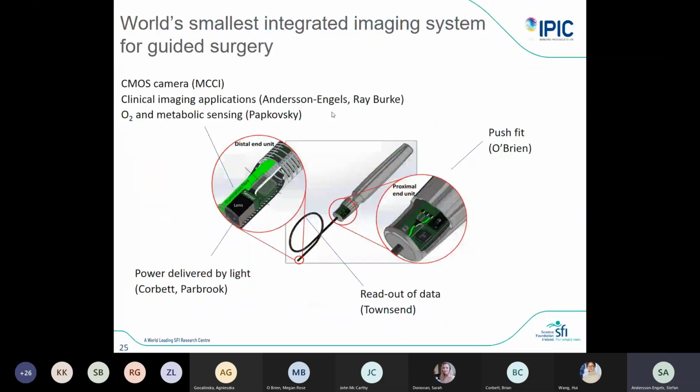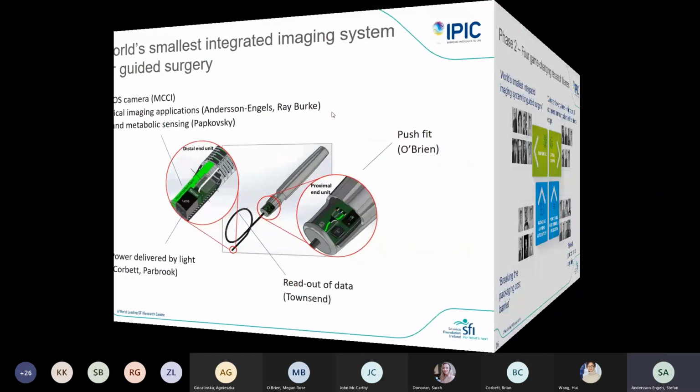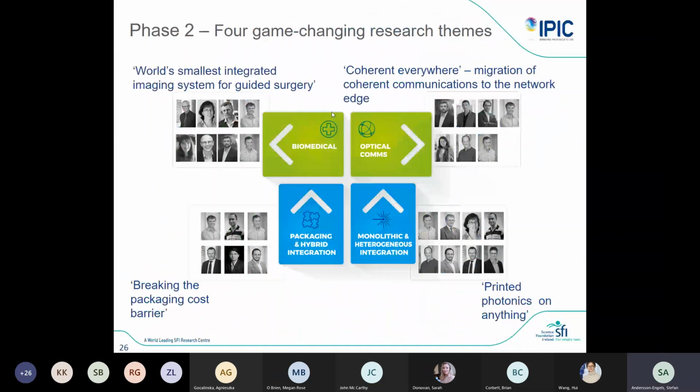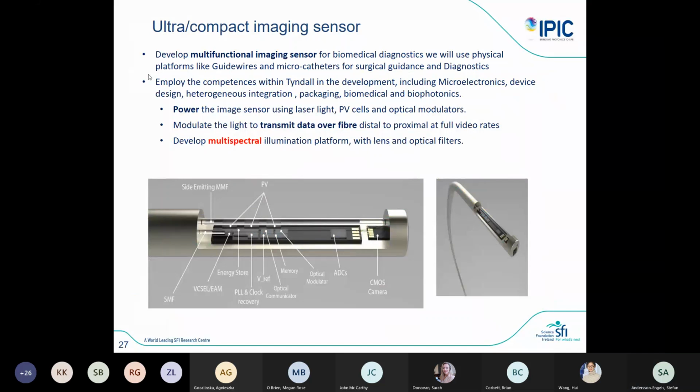Now we're trying to do a very similar thing, but now with the smallest possible camera in the world. And this is within this IPIC project that we are running. So we have platforms, and the platform we are talking about now is the biomedical platform, to have the world's smallest imaging system for guided surgery. And many groups at Tyndall will be involved in this, so we are working with many people here.